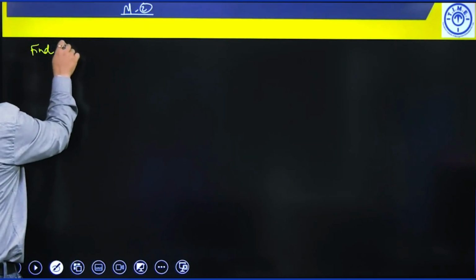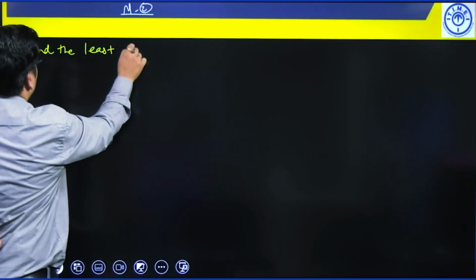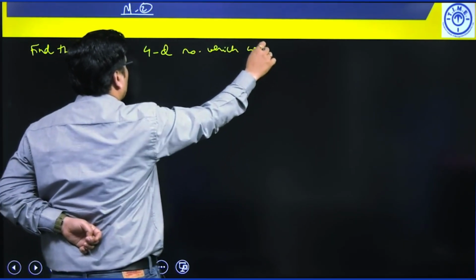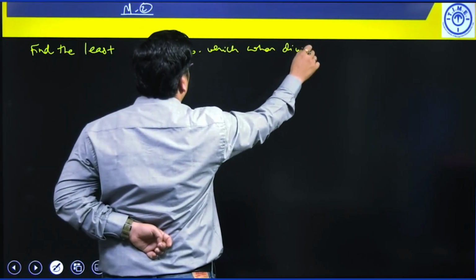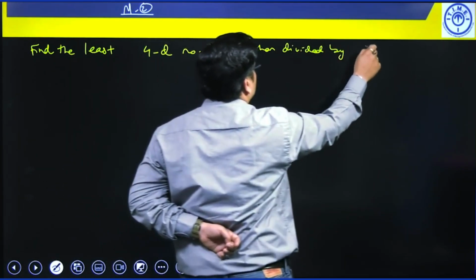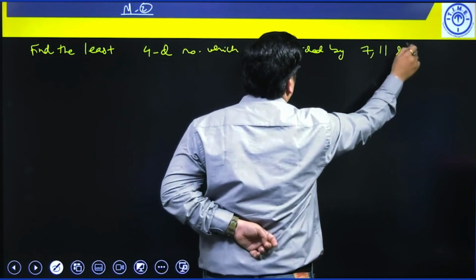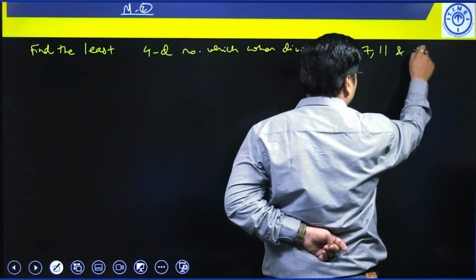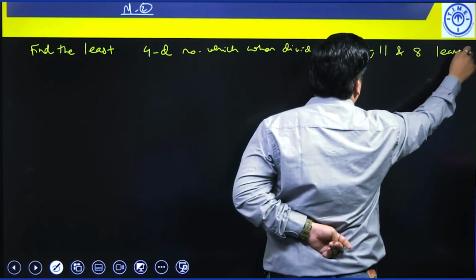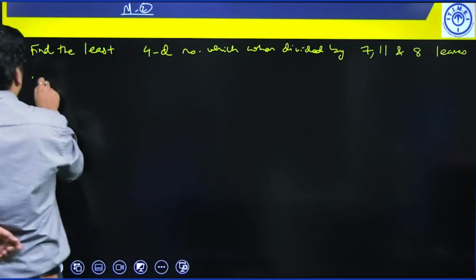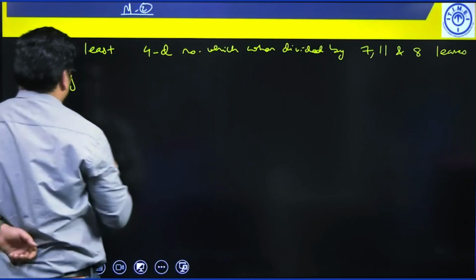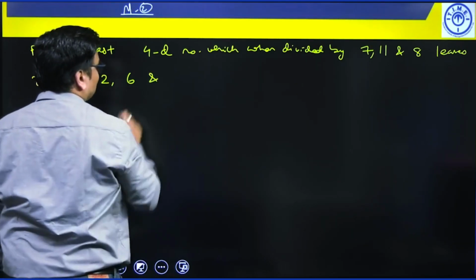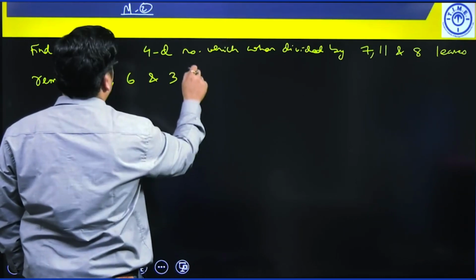Find the least 4-digit number which when divided by 7, 11 and 8 leaves remainders of 2, 6 and 3 respectively.